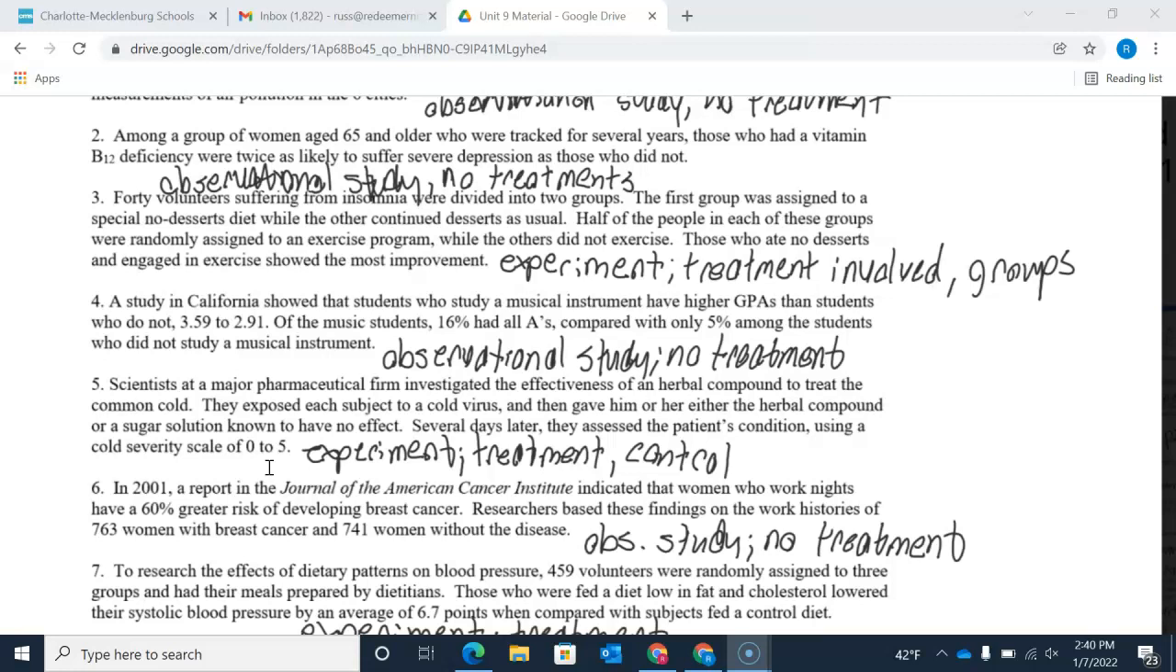All right, number 3, 40 volunteers suffering from insomnia were divided into 2 groups. The first group was assigned to a special no dessert diet, while the other continued dessert as usual. Half of the people in each of these groups were randomly assigned to an exercise program, while the others did not exercise. Those who ate no desserts and engaged in exercise showed the most improvement. So it was an experiment here, and there was a treatment involved.